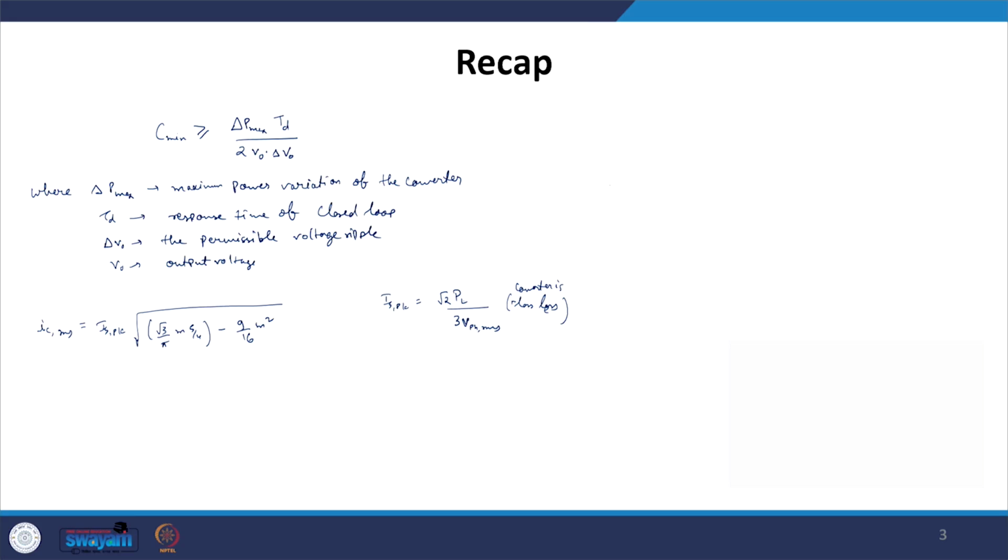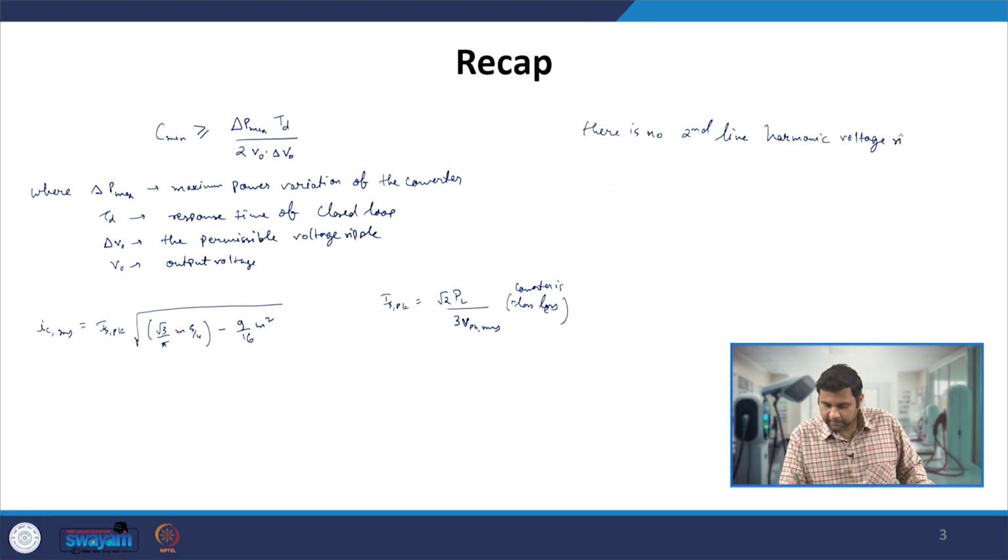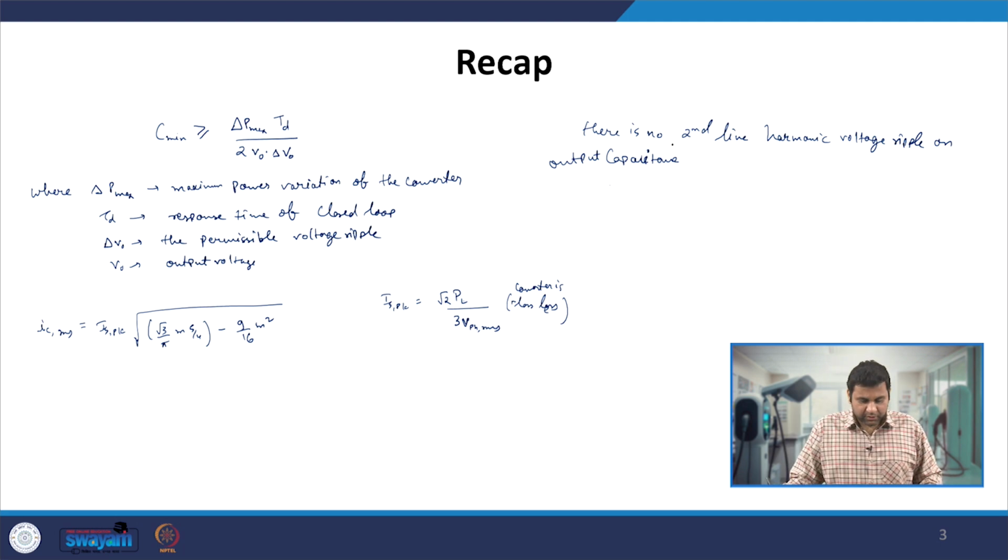Again, in this particular system there is no second line harmonic voltage ripple component on the capacitor, on our output capacitance. So when we do the power balance, we get only the DC component at the output of this converter.